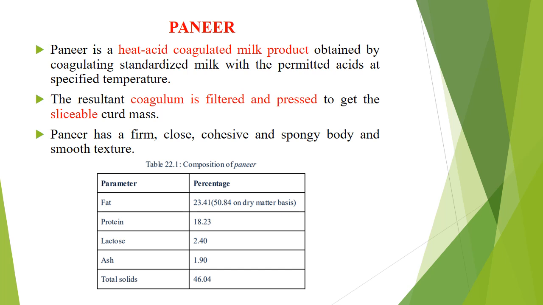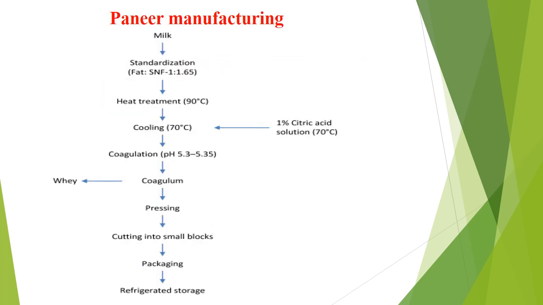And we'll see the composition of paneer. Paneer is a fat-rich product which has a fat percentage of 23% and protein of about 18%, lactose of about 2%, ash content of about 2% and total solids of about 46%.